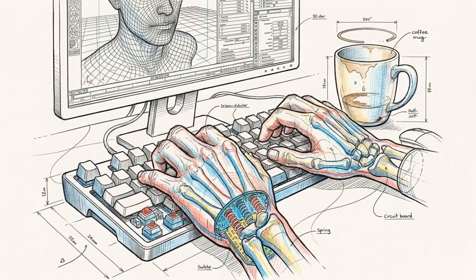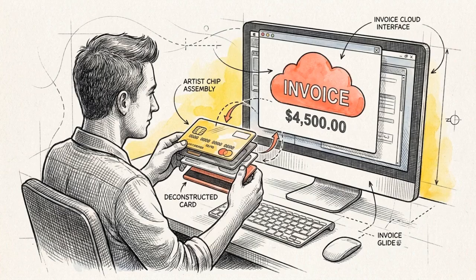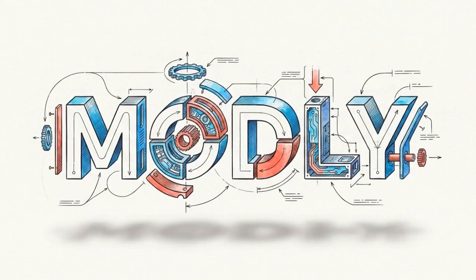Building a 3D asset from scratch can consume days of highly skilled labor, and while cloud-based AI tools can speed up that process, they force you to trade away control, leaking your proprietary concept art to external servers while slowly draining your budget with recurring token costs. That is where Modly comes in.